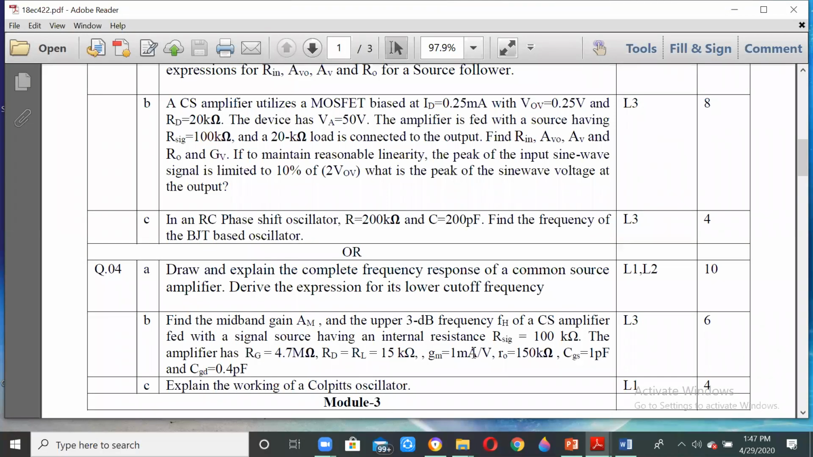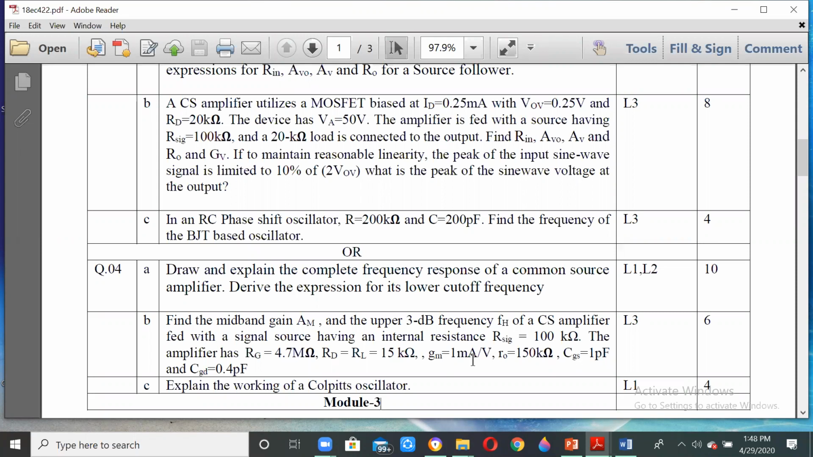And having found that value, AM will be equal to minus RG by RG plus RSIG, multiplied by GM RL dash. GM is also given to us. RL dash we have found. So that will give us the value of AM.